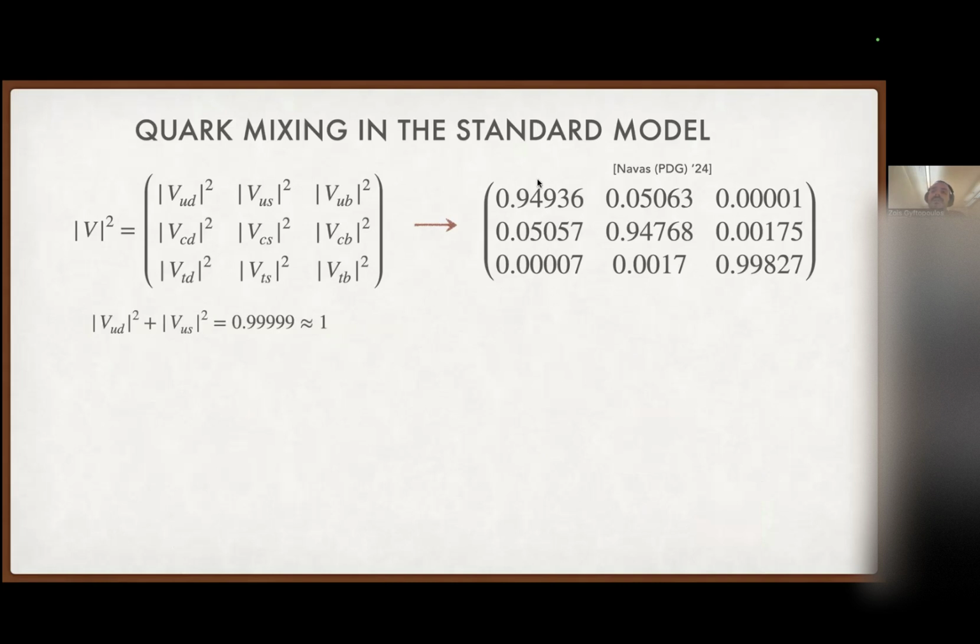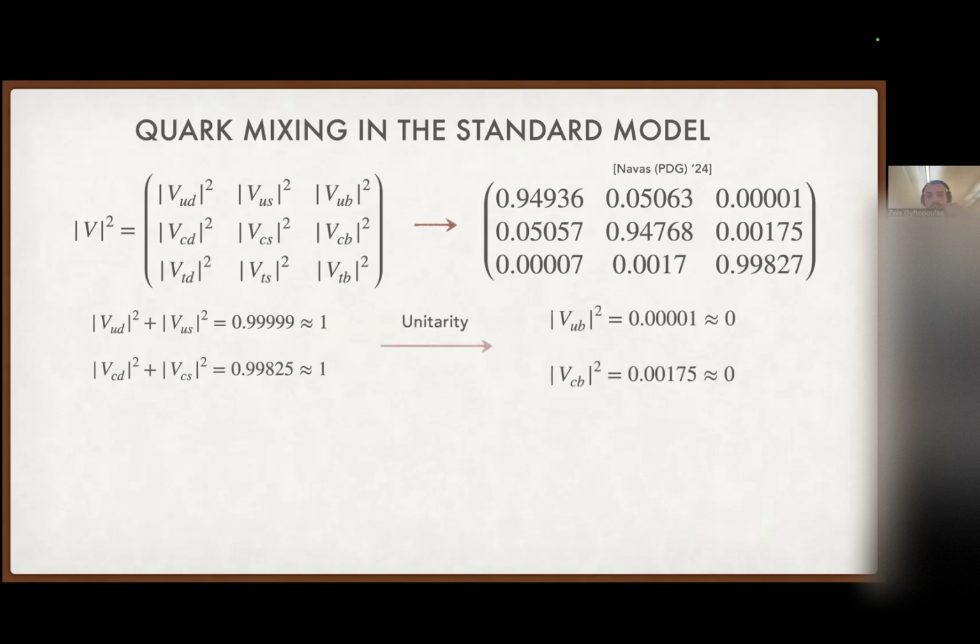If you take these two numbers here and you sum them, then you find up to 10 to the minus 5 accuracy that they sum to 1. And if you do the same for the second column, you also find the same. And of course, unitarity will lead to these two numbers being really, really close to 0. So you will ask now, okay, so what?